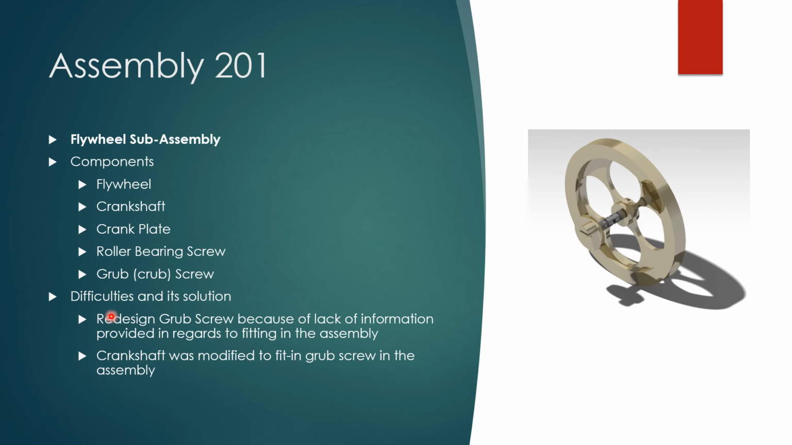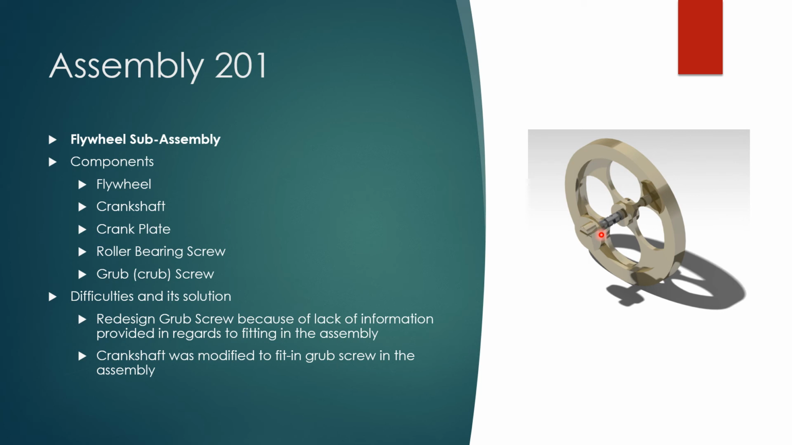Here in this slide we have Assembly 201, which is the main flywheel assembly, where the components are the flywheel, crankshaft, crank plate, roller bearing screw, and the grub screw. Also included in this but not listed is the roller bearing that we had to include, that was not included in the original drawings. It was just an easy fix, a simple pad to represent it right here on the roller bearing screw, just on the side of it, to allow further assemblies to rotate properly.